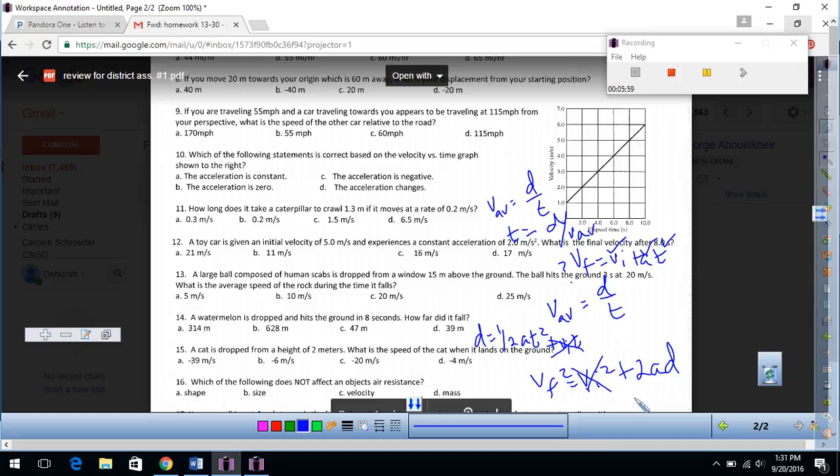Which of the following does not affect an object's air resistance? I would go with mass, okay? Because the size and the shape matter. If it's like a piece of paper, it's going to have a lot more air resistance than a bowling ball. So the size, yes. Okay, not real sure about that one, though.